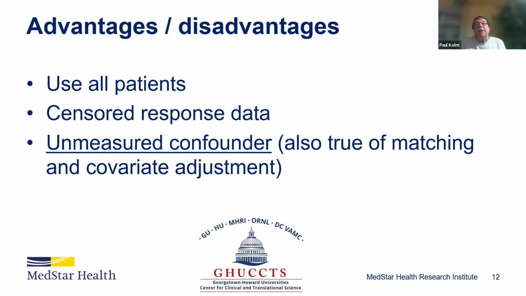I'm going to give an example where we can at least do a sensitivity analysis to get some idea of what it might take, if we have an unmeasured confounder, to change the results.